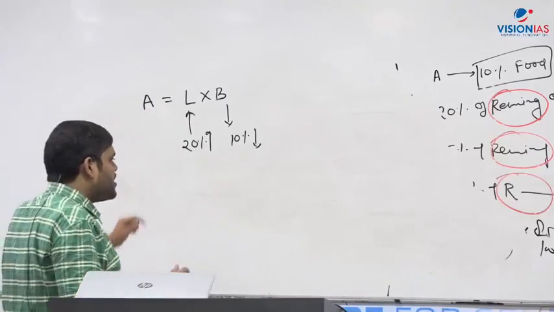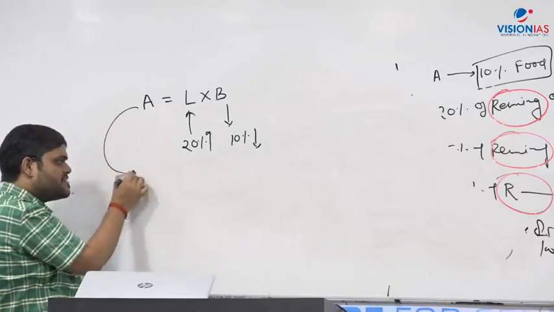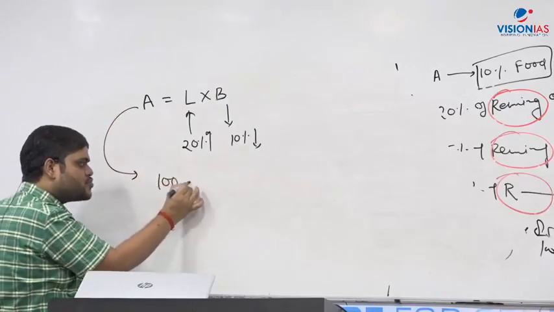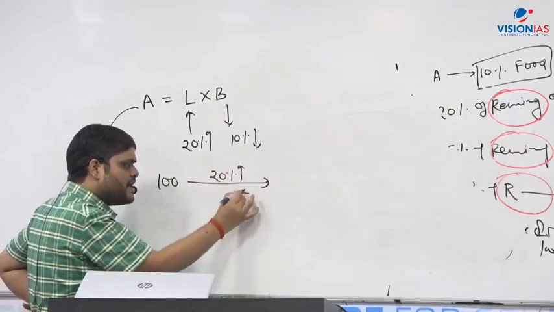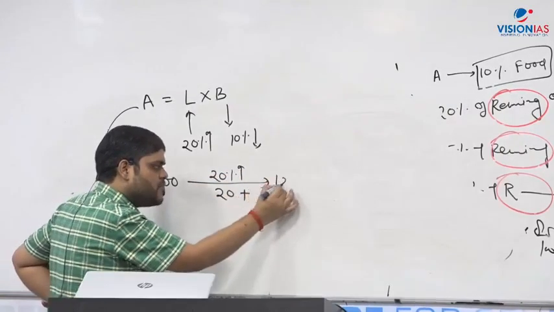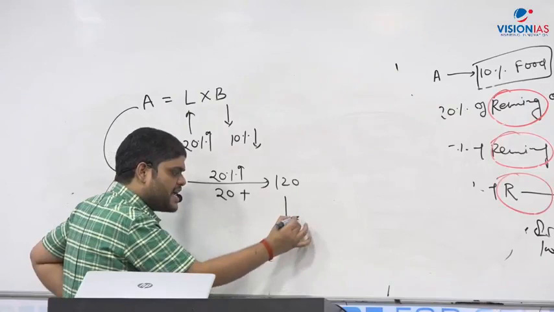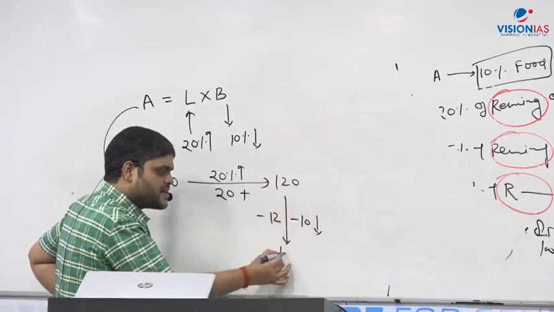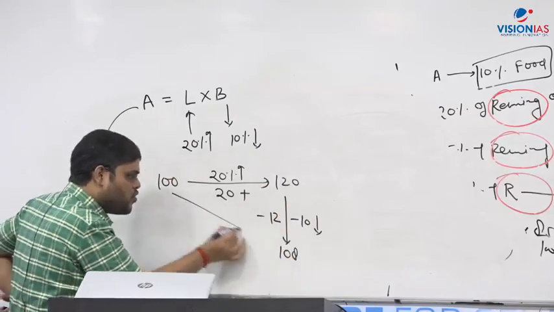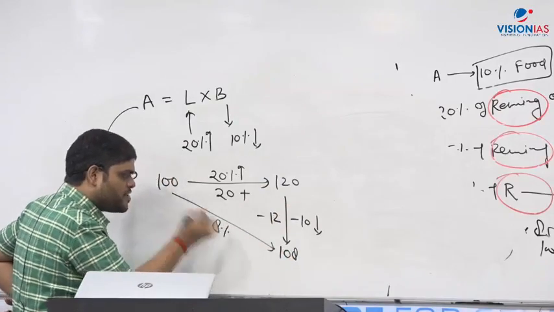Now, we can solve this way. Till now, what have we done? We can take A is equal to 100. 20% increment, that means this becomes 120. 10% decrement, that means 12 decrement, it becomes 108. That means overall increment of 8%.